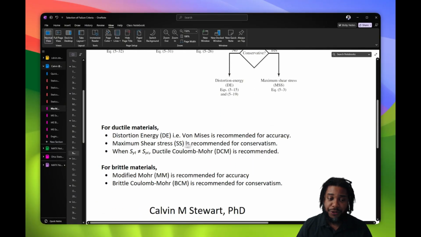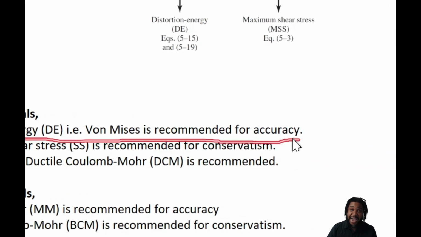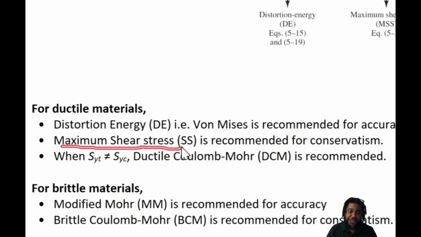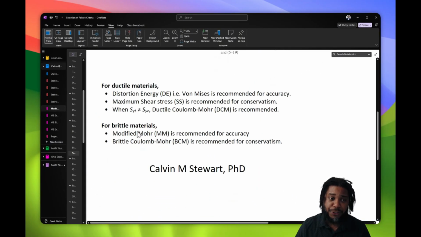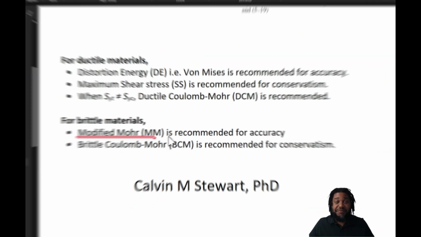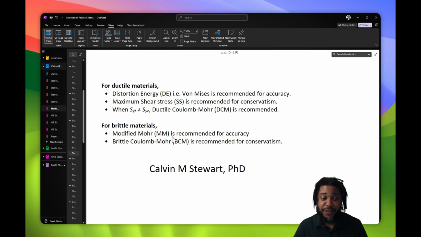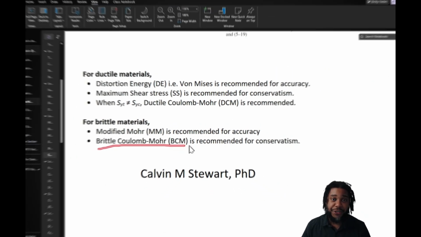Now, for ductile materials, in general, the von Mises stress is recommended because of its accuracy. It's the default stress that's calculated in finite element analysis. It's how we design complex structures. But maximum shear stress theory is recommended if we need more conservatism. And then for brittle materials, Modified Mohr is fairly accurate, not too complex and accurate enough. Well, if we want to be conservative, Brittle Coulomb Mohr theory is the way to go.